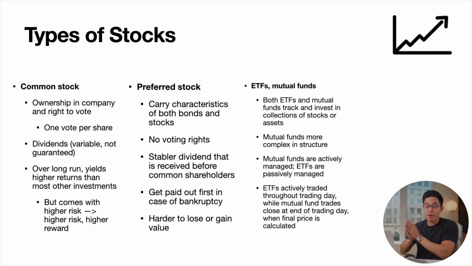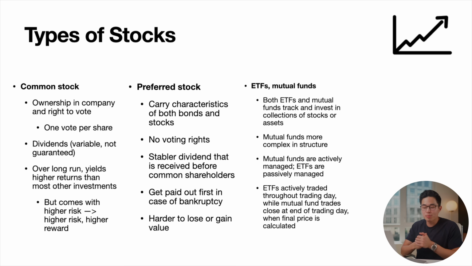And this carries characteristics of both bonds and stocks. You don't get any voting rights, and it does have a more stable dividend that is received before common shareholders. So in the event that profits aren't big enough where they can pay both preferred stock owners and common stock owners, they're actually going to pay out the preferred stock owners first. And the same thing in case of bankruptcy, the preferred stock owners are going to get paid out first. Preferred stock is less volatile, so it's harder to lose or gain value.